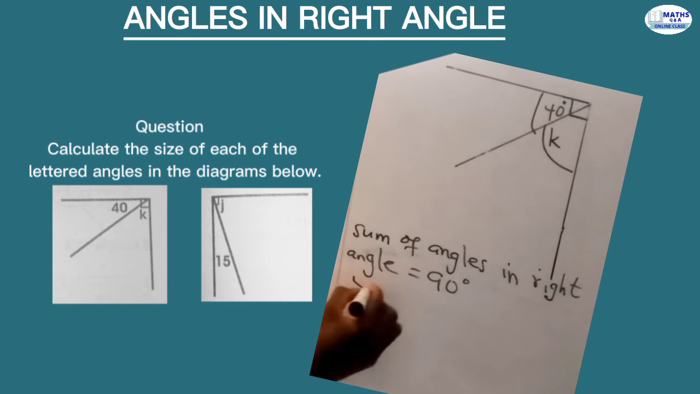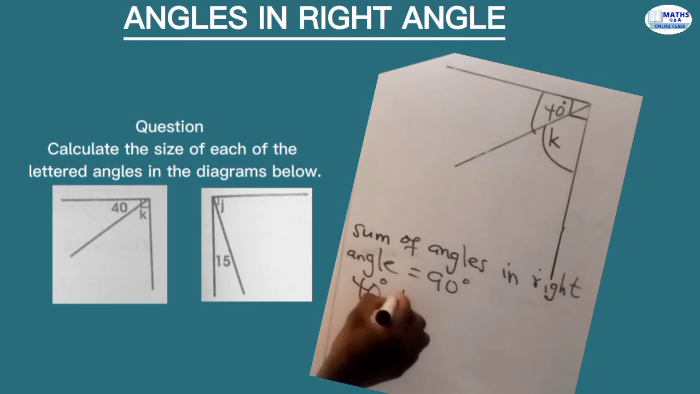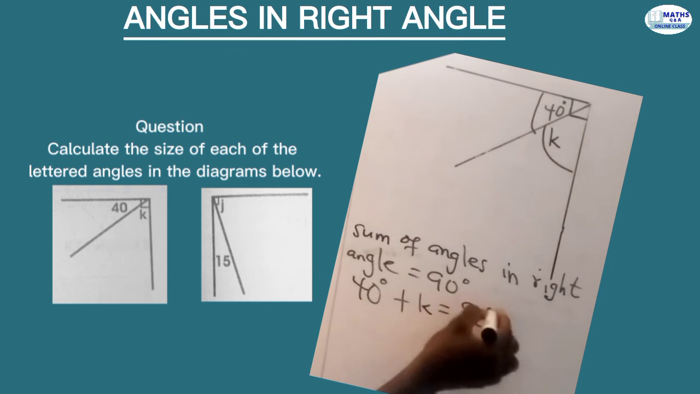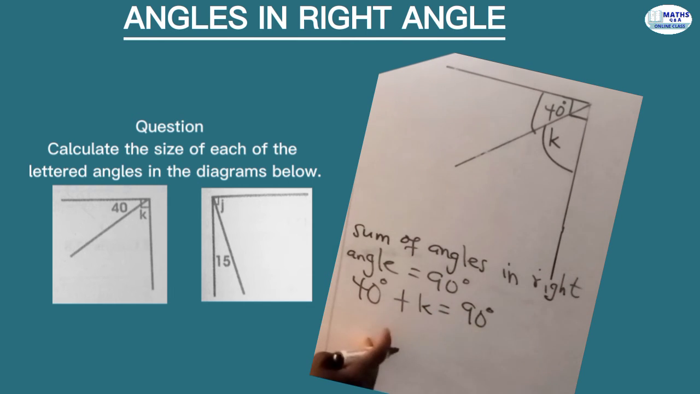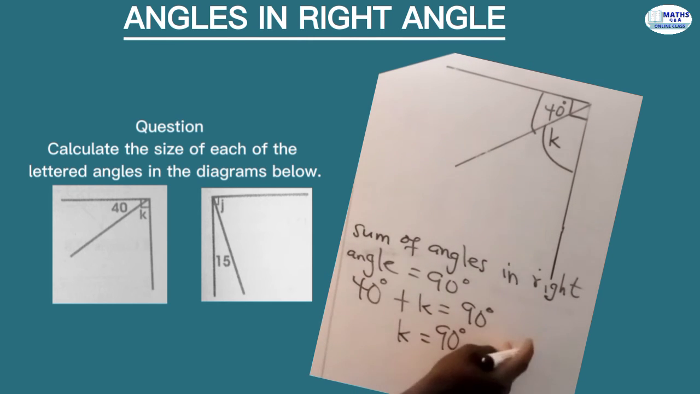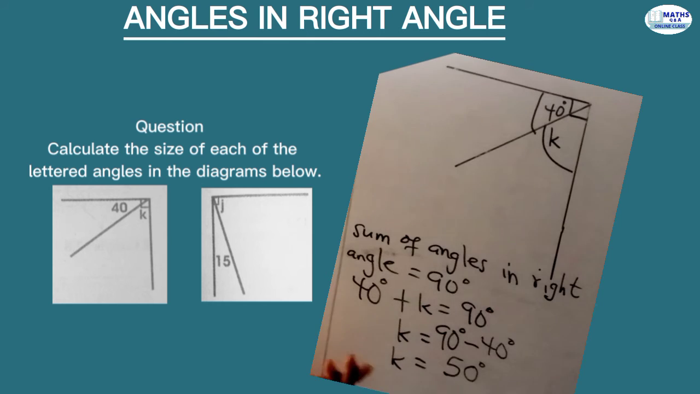So we write all the angles, that is 40 degrees plus K, and they are supposed to be equated to what? 90 degrees. Now you group like terms. So we have K here, then 90 degrees is already here. We send the 40 to the right hand side, it becomes negative, right? So K is equal to what? 90 minus 40 is 50 degrees. I believe you are following. Now let's move on to the next example.